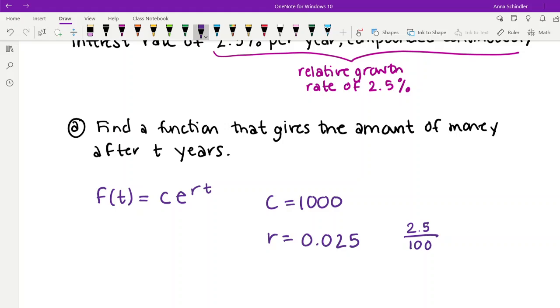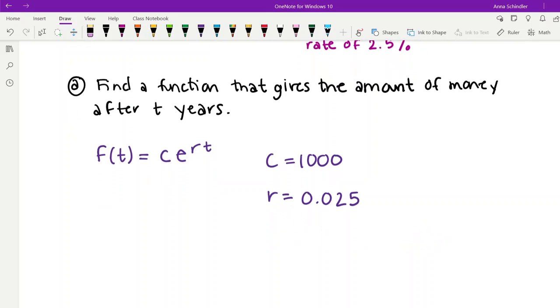One way to remember that, by the way, is that percent literally means per 100. Cent is an abbreviation that talks about 100. So anytime you see percent, it always means that amount over 100, 2.5 over 100.